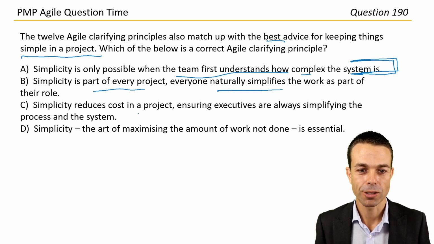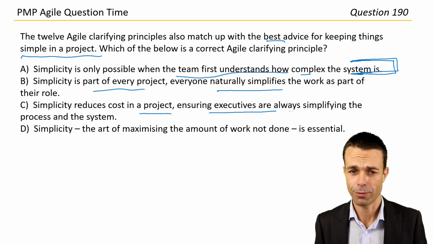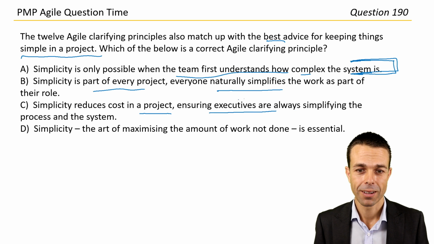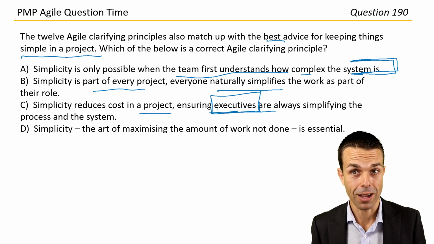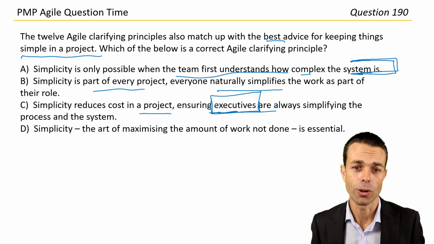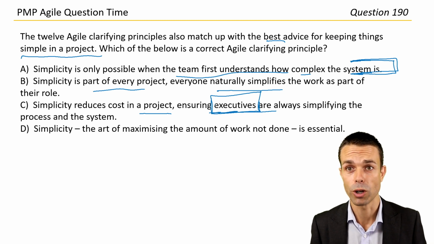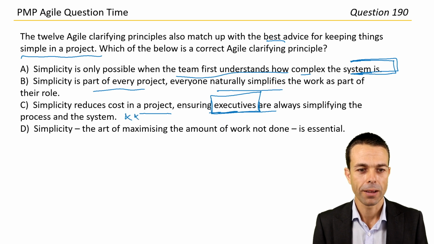Simplicity reduces cost in a project, ensuring executives are always simplifying the process and the system. Executives, in my experience, often complicate things, unfortunately, just because they're not in the nitty-gritty of the detail, and it's a hard thing to be many levels above the work. So I don't like that one either particularly.